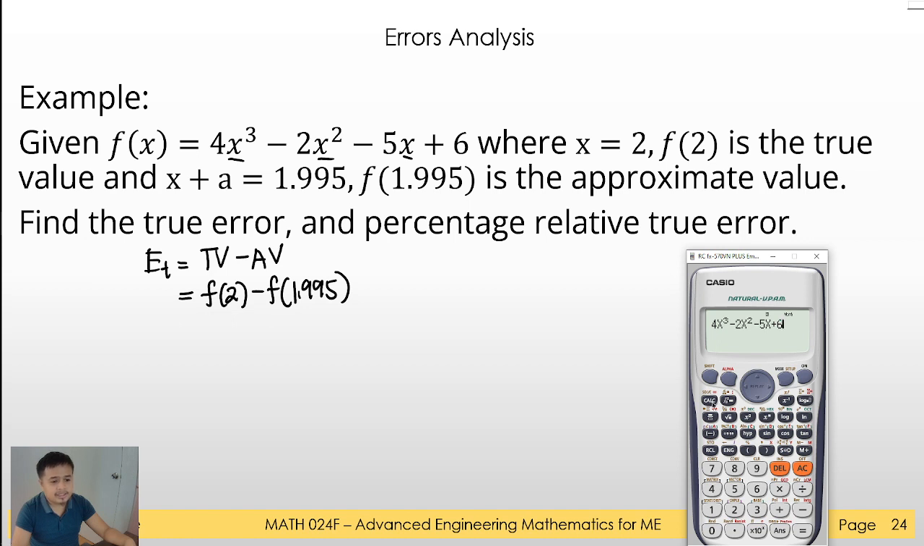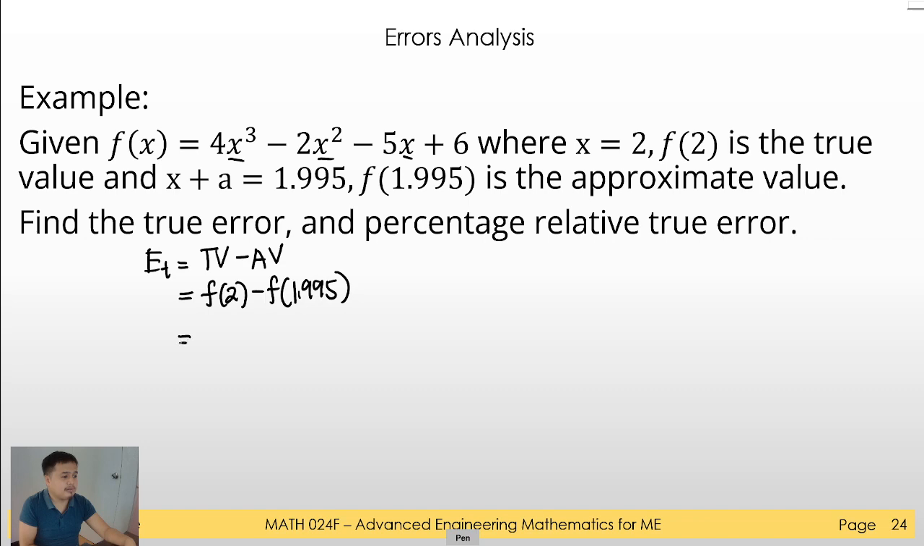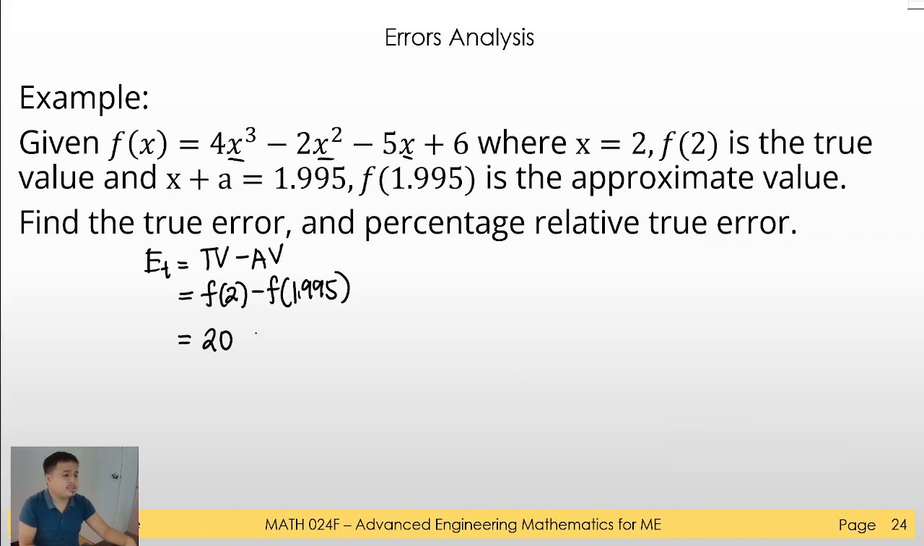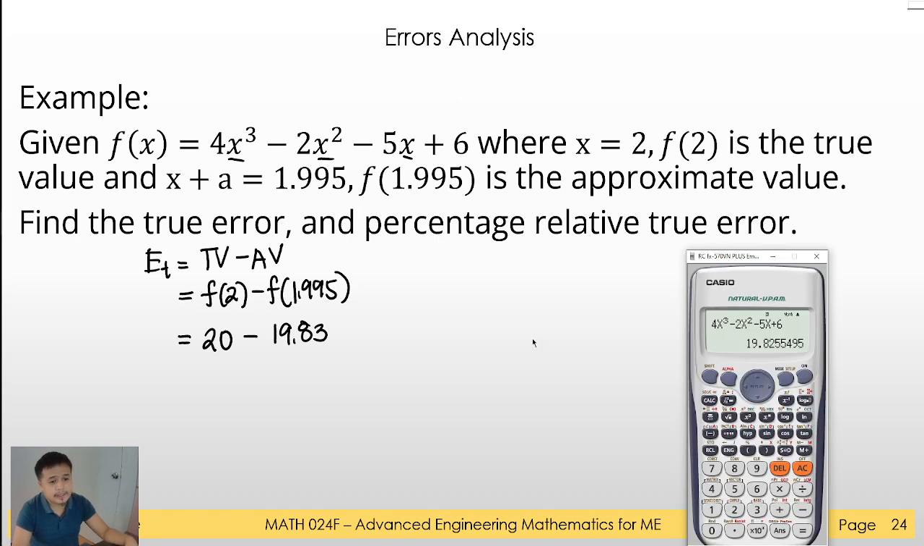So utilize the calc function to substitute the value of x, let's say, calculate 2. Now substituting 2 into our function, we will have 20. And then for the other one, substitute 1.995. So 1.995 again. We have 19.83. In here, I think we will just utilize about 4 significant figures for the rest of the course. So 19.83, 4 significant figures in this course.